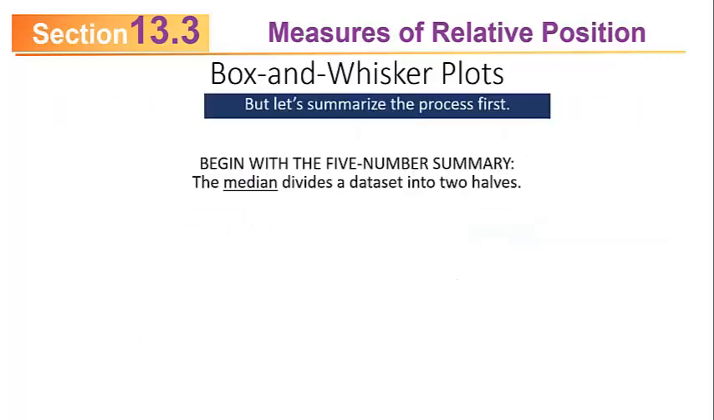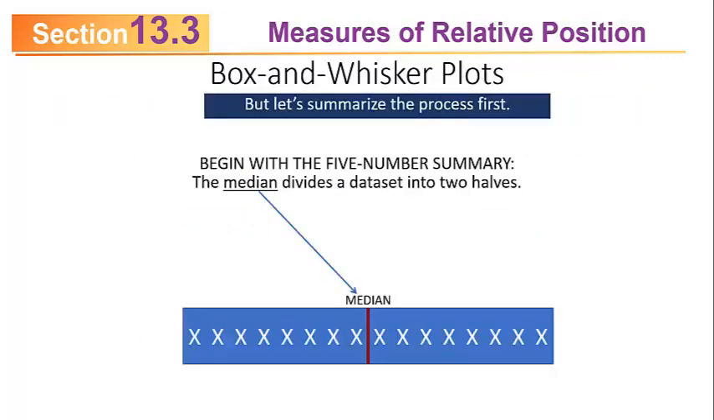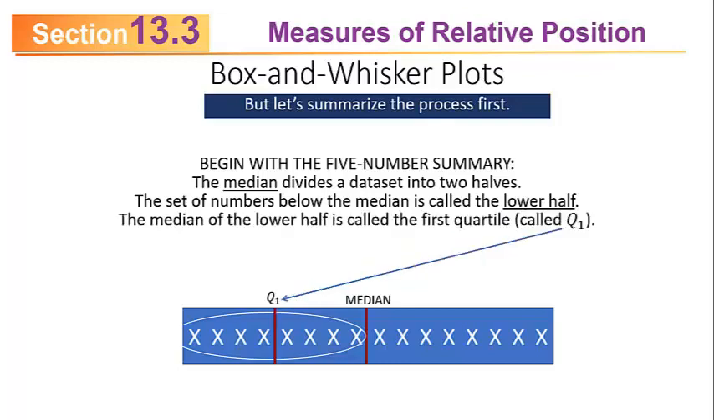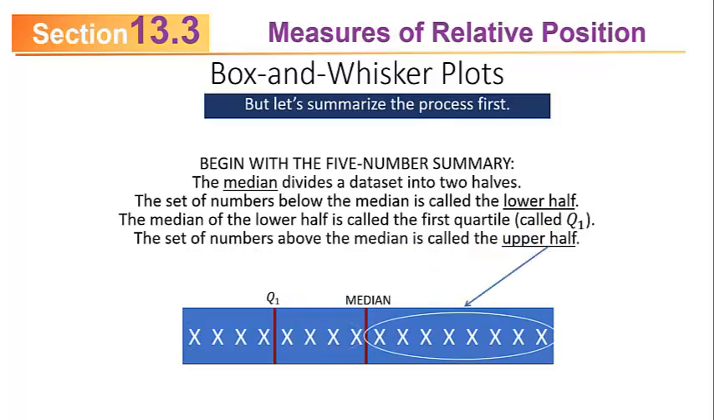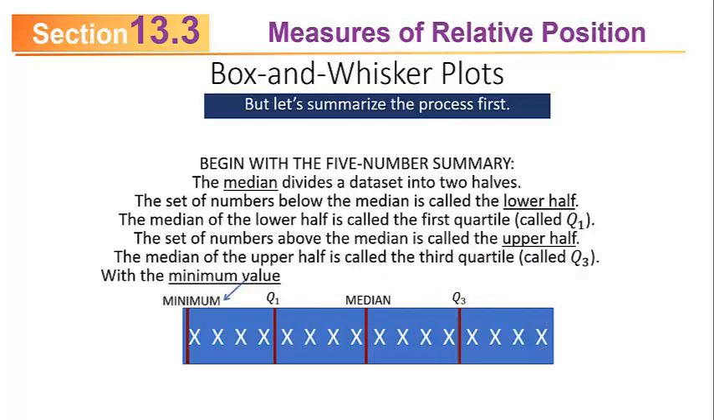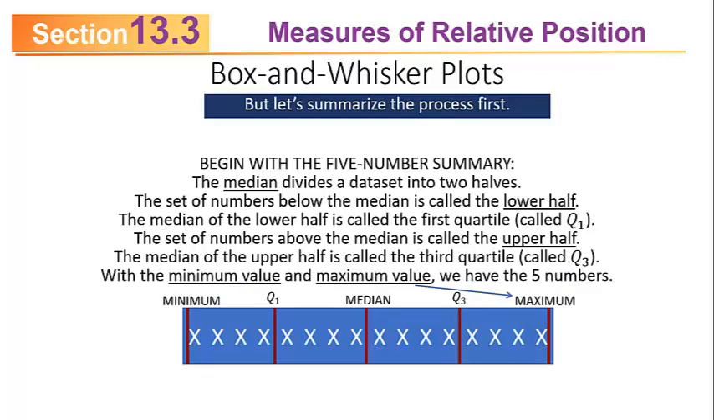Let's just start back from the beginning. If you've got the data set, the median is the middle value when you've got them in order. Then you take the lower half of the data and find its median, that's Q sub 1. Then you take the upper half of the data and find its median, that's Q sub 3. And then you add on the minimum value and the maximum value. So just to summarize, when you first start with the data set, you order the data and you come up with this 5-number summary.